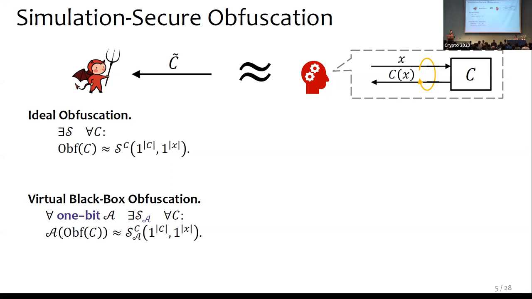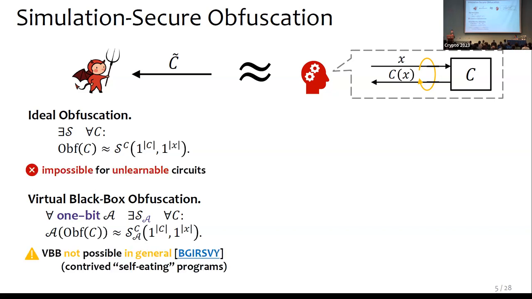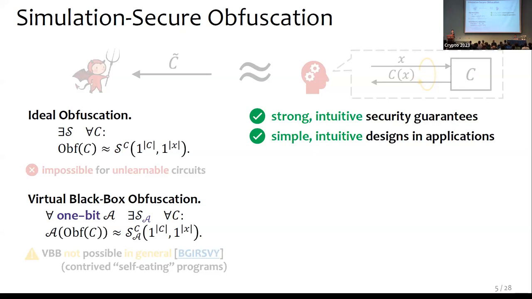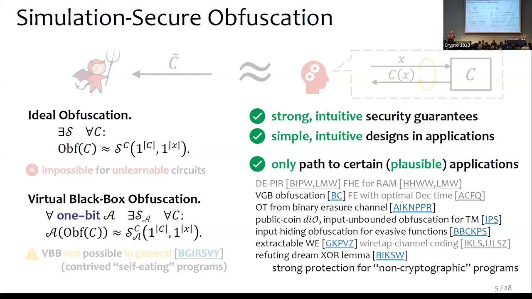Sadly, neither notion is achievable in general. Ideal obfuscation is blatantly impossible for unlearnable circuits such as pseudorandom functions, and there are contrived programs that cannot be VBB obfuscated. But despite the impossibility results, we still like simulation security, because it provides strong and intuitive security guarantees, and we can use simple and intuitive designs in applications. Furthermore, sometimes they are the only pathway to certain possible applications. There's a long list of them, some of them crypto, and also the general goal of protecting non-cryptographic programs.